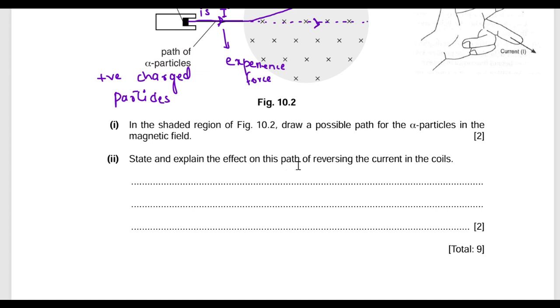Now state and explain the effect on this path of reversing the current in the coils. So if you reverse the current in the coils, what happens? If you reverse the current in the coils, the direction of the magnetic field will reverse. So this will also reverse the force. If the force was acting upward before, now the force will act downward.